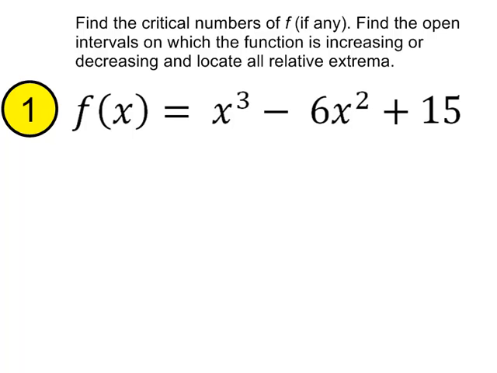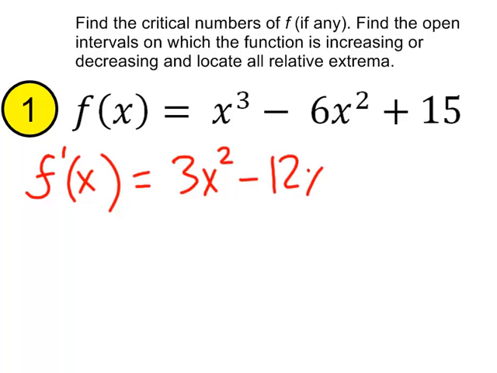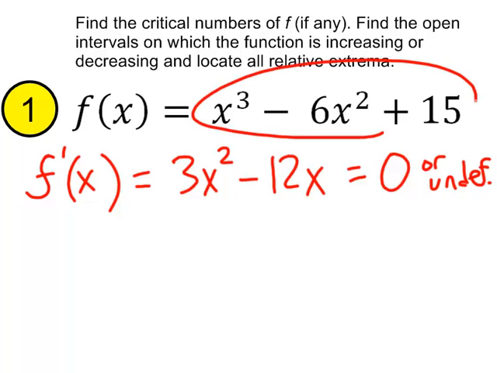So, to find the critical numbers, we take the first derivative of the function, which in this case is going to be 3x squared minus 12x, and then plus 0, which I won't bother to write. And remember, we set it equal to 0 or undefined. Now, in this case, we're dealing with a polynomial here. Polynomials are continuous and they're differentiable. You'll never get the undefined case, but it's still just a good idea to write it anyway, just to stay in the habit that we, in general, will look for undefined cases as well. So let's go ahead and solve that.